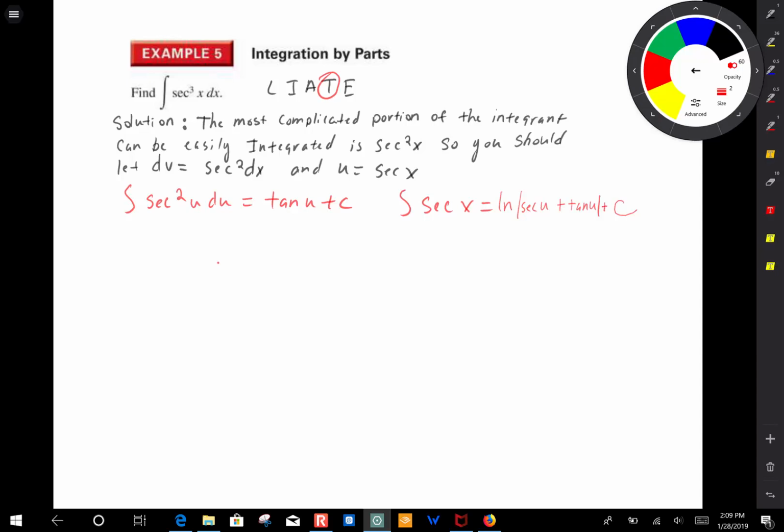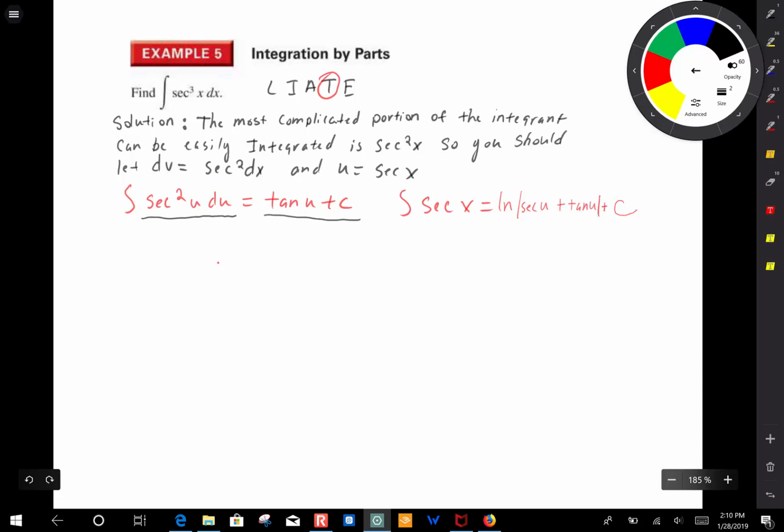Well, the solution is that the most complicated portion of the integrand that can be easily integrated is secant squared x. So you should let dv be secant squared dx and u be secant x. This is what I wrote in red to explain why. Notice that when you take the integral of secant squared u du, look how easy the integration is. It's just tan u plus c.